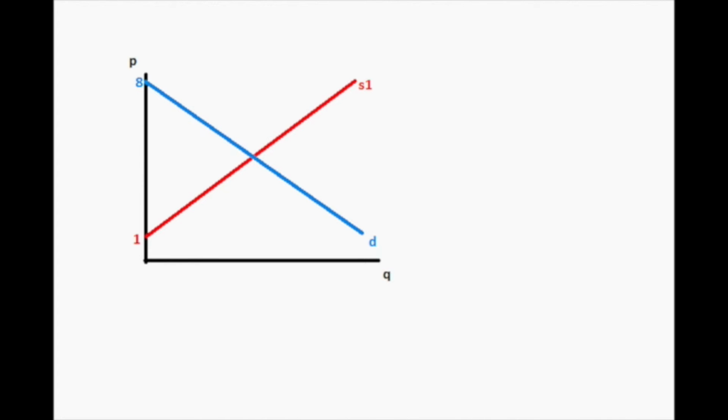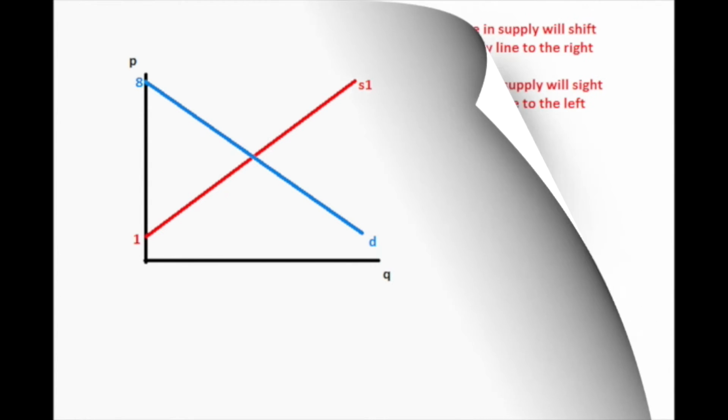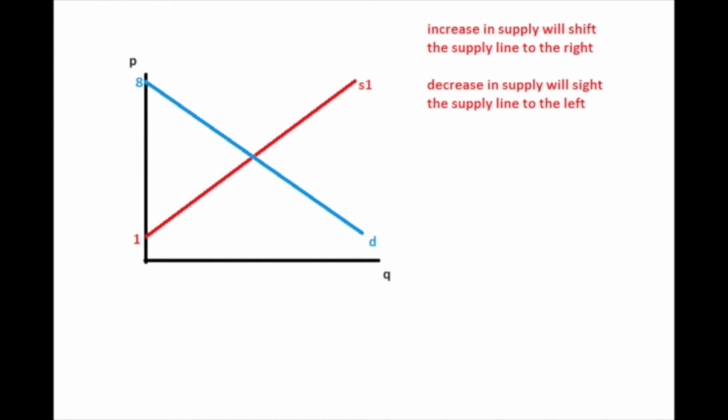Guys, so now I'm going to tell you about the shift of the supply line. Here we have a demand and supply diagram already. So when supply increases, the supply line will shift to the right, and when supply decreases, the supply line will shift to the left. So now I will show you when supply is decreasing.